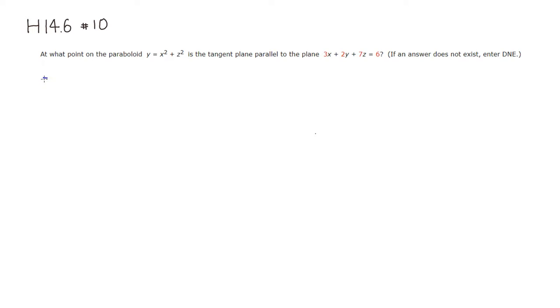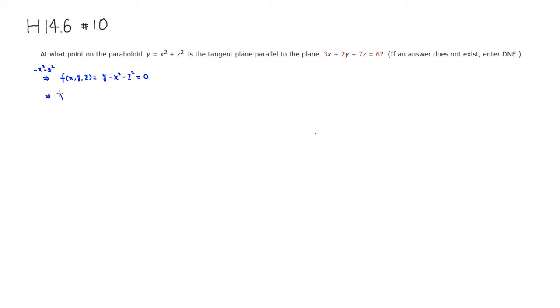First thing I would do is rewrite this equation. By subtracting x squared and z squared, I'm going to call this f. So f of x, y, z is equal to y minus x squared minus z squared, and this is equal to 0. So you can think of this as a level surface. So we're going to take the gradient.